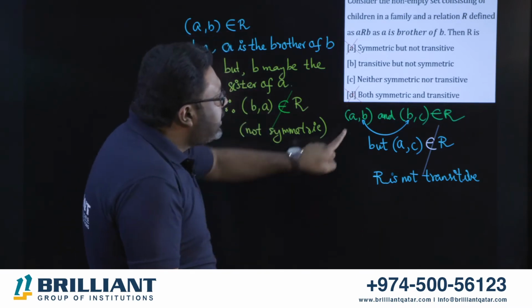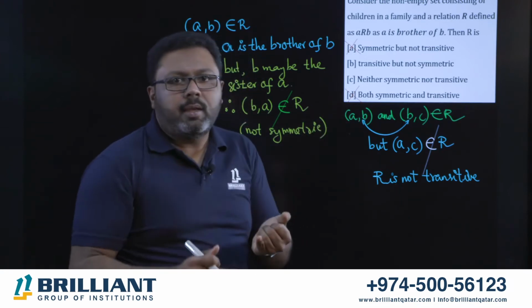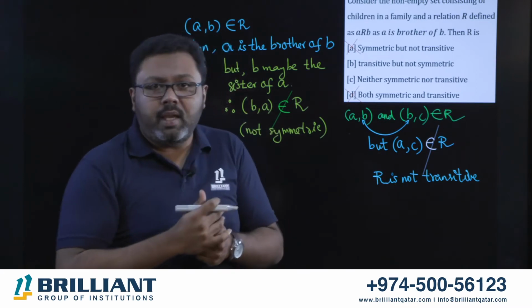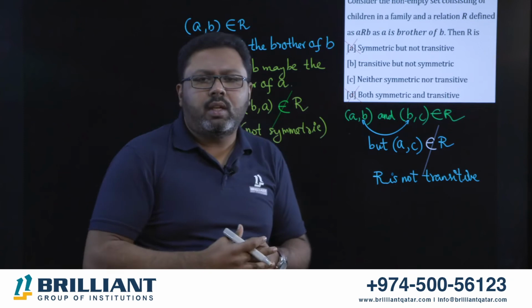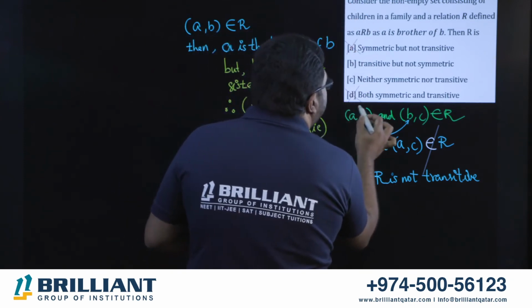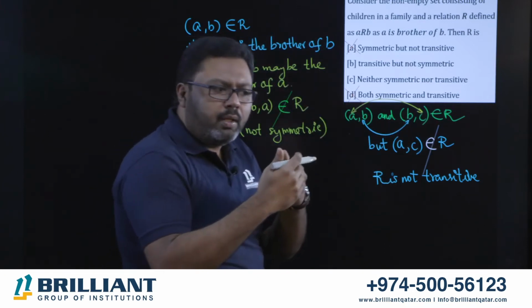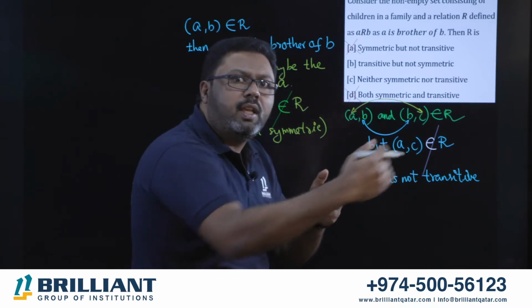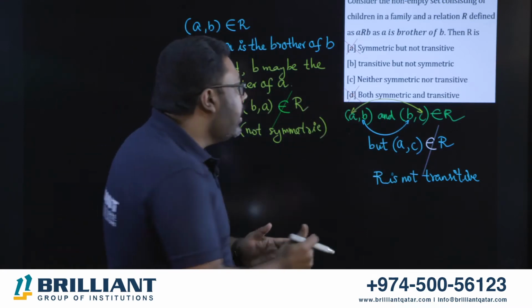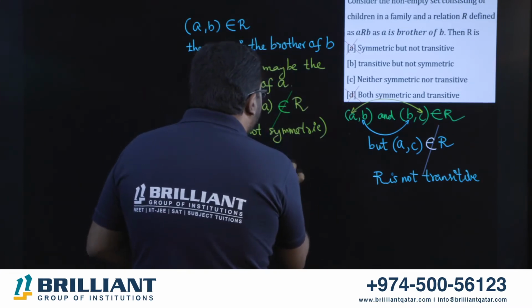Okay, now let's try to analyze. AB means A is the brother of B. BC means B is the brother of C. So if A is the brother of B and B is the brother of C, what is going to be the relation between A and C, my dear students? It is very, very easy to tell. A is the brother of B, B is the brother of C, and then obviously A is the brother of C. So here I can say A is the brother of C.